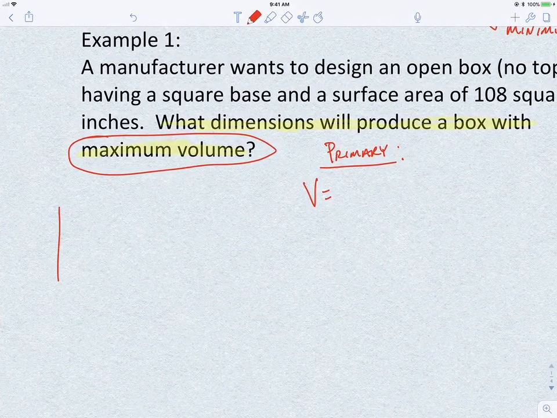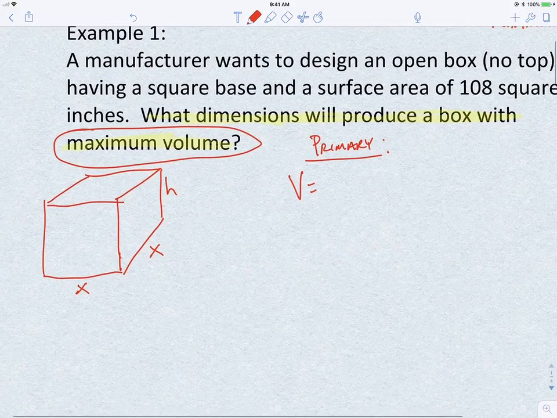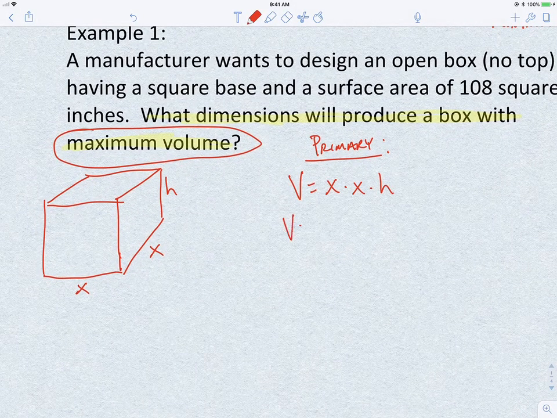So we've got this box and it doesn't have a top on it. It's an open box. And it also says that its base is a square. So I know that those two dimensions on the bottom are the same to make it a square, and I'll call the height h. So if I write the volume for that box, it's x times x times h. So that's x squared h.